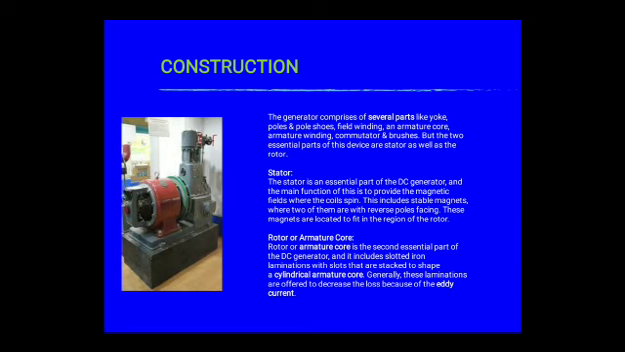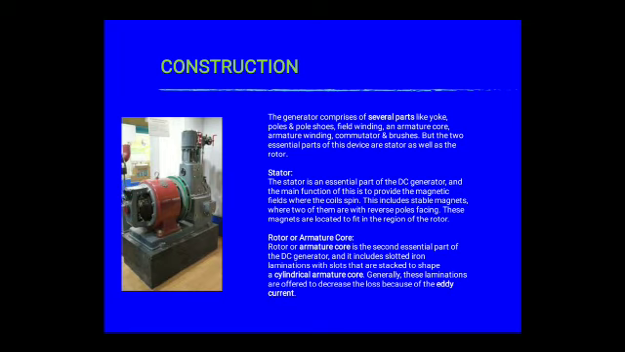Stator is an essential part of a DC generator, and the main function of this part is to provide the magnetic field where the coils or the armature are rotating. This includes the stable magnets, where two of them have reverse poles facing. That means there must be a pair of poles present. If there is a north pole, then there is also a south pole, and these are connected to the static part, or stator. These magnets are located to fit in the region of the rotor.